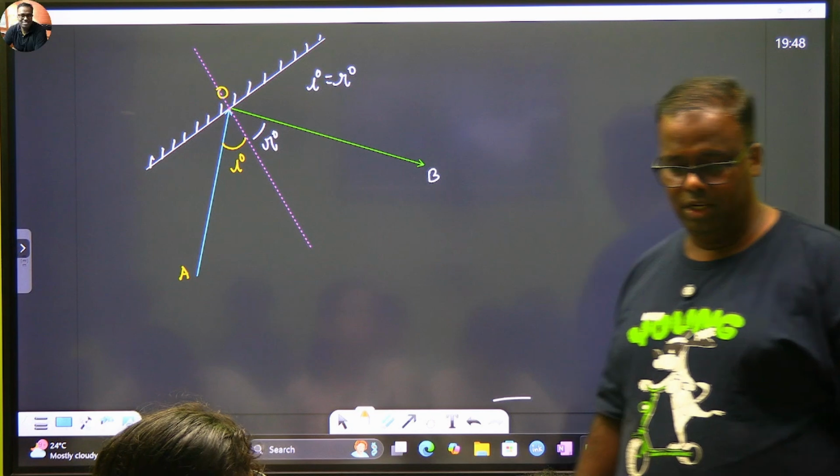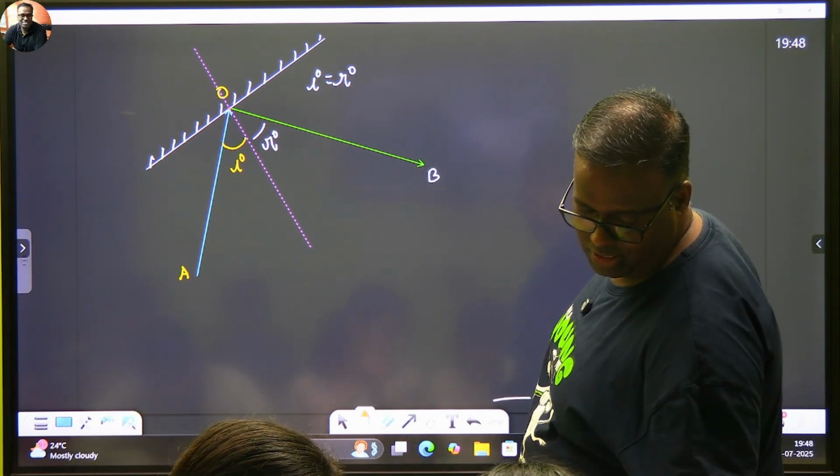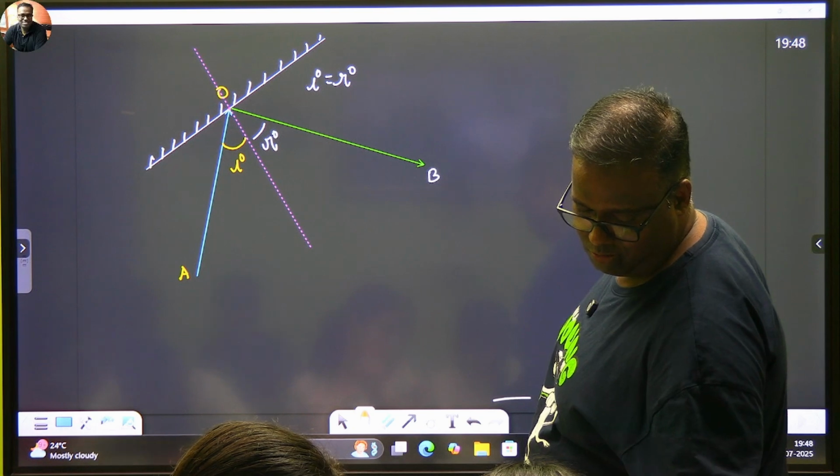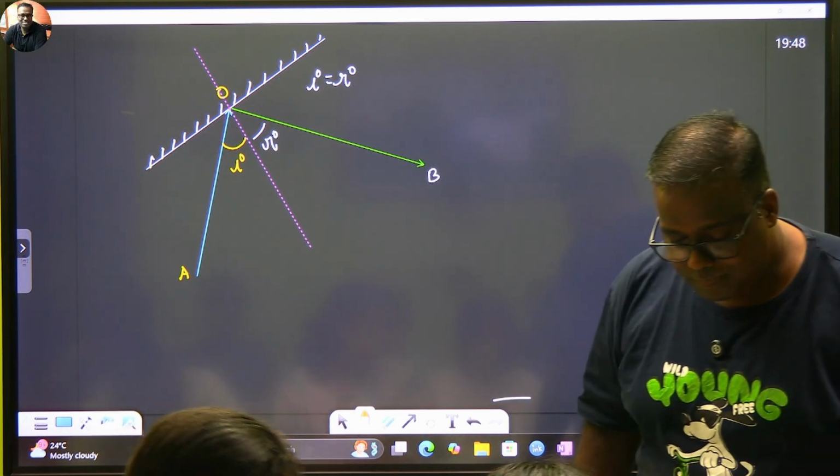And you know the knowledge. See, this is your incident ray, the reflected ray. So first draw one normal here, draw one normal, and then you'll get your answer.